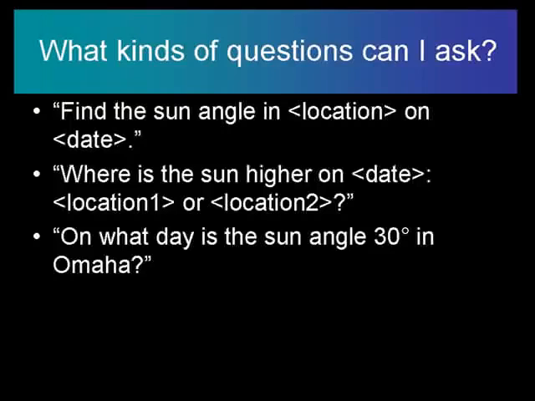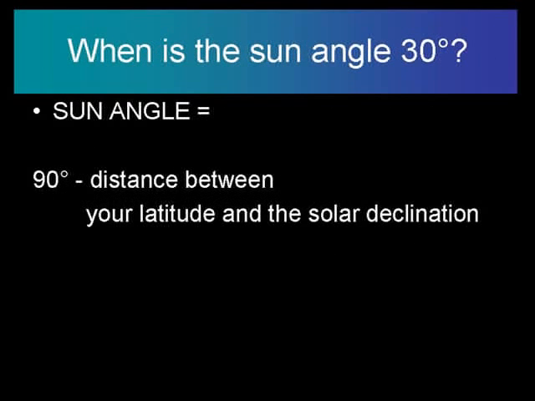On what day is the sun angle 30 degrees in Omaha? Obviously, I can put different numbers and different locations into that question. Let's actually look at an example of that last type of question. When is the sun angle 30 degrees in Omaha? How would we solve something like this?